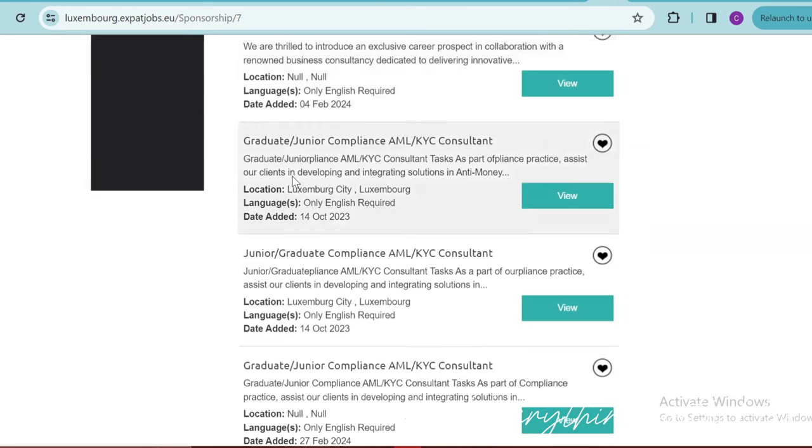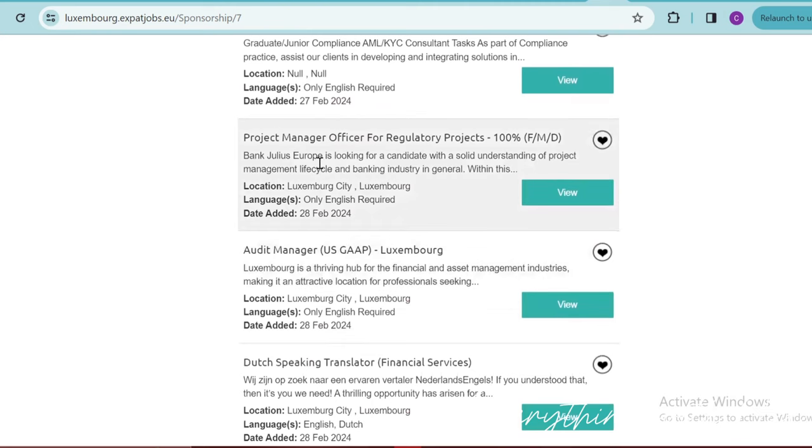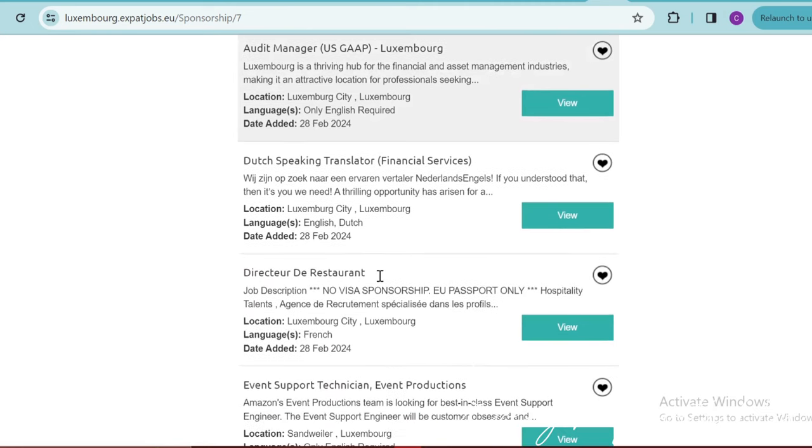The next one is graduate or junior compliance AML/KYC consultant. It's only English that is required. And here too, only English is required. And then there's project manager officer for regulatory projects. Only English required. Audit manager, only English required.